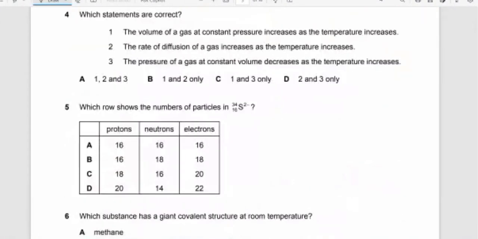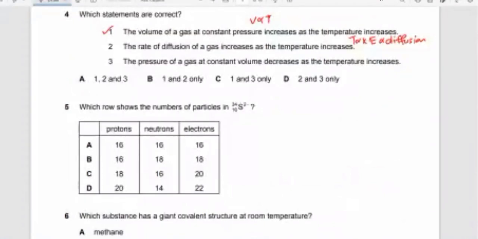Which statements are correct? The volume of gas at constant pressure increases as the temperature increases. It's okay. Volume is directly proportional to temperature according to Charles's law. The rate of diffusion of the gas increases as the temperature increases. That's also okay. How? When the temperature increases, kinetic energy increases. When the kinetic energy increases, diffusion also increases. So the rate of diffusion of the gas increases as the temperature increases.